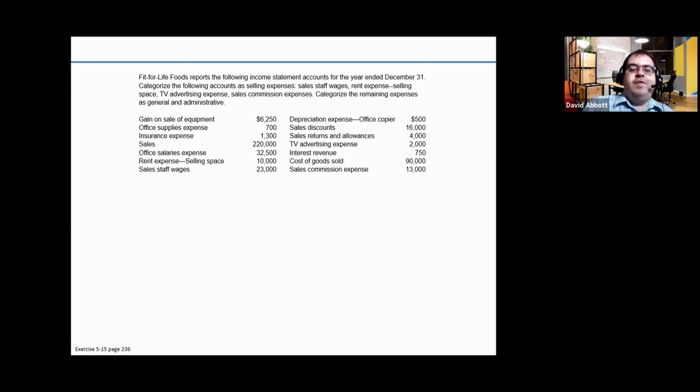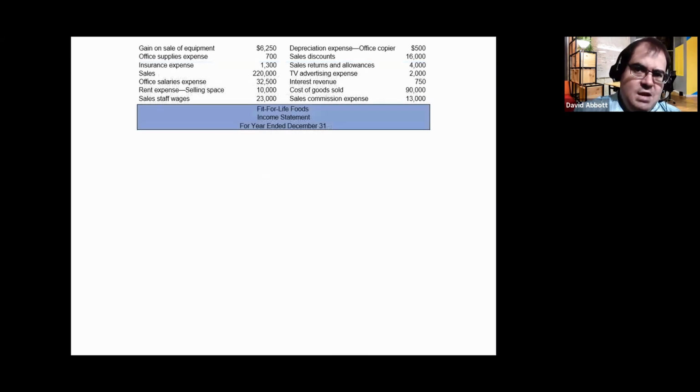All right, so Fit for Life Foods reports the following income statement accounts for the year ended December 31st. Categorize the following accounts, again, as selling expense: sales staff wages, rent expense, selling space, TV advertising expense, sales commission expenses. Categorize remaining expenses as general and administrative.